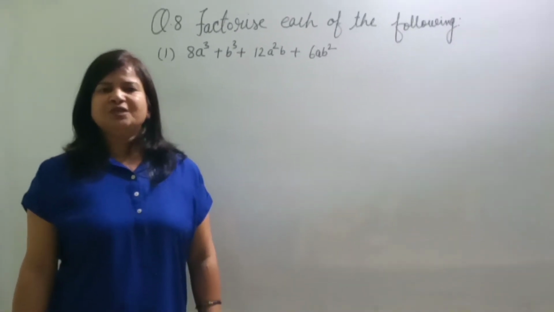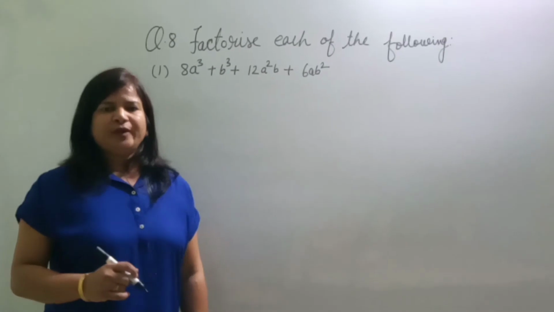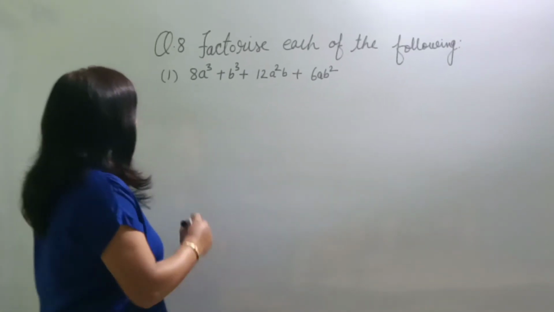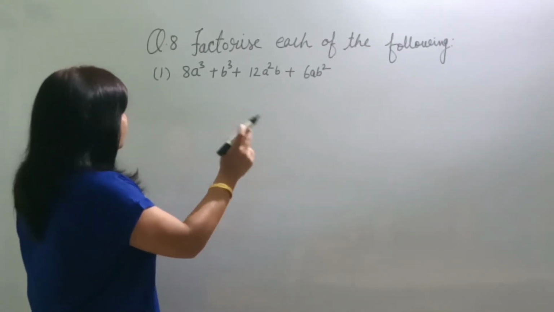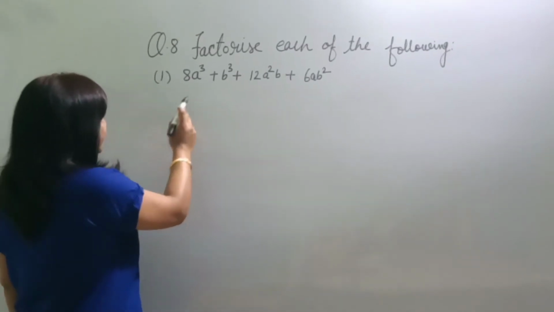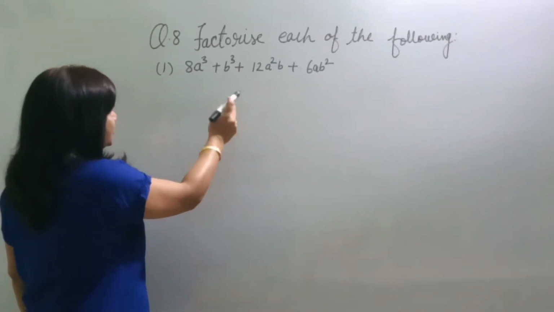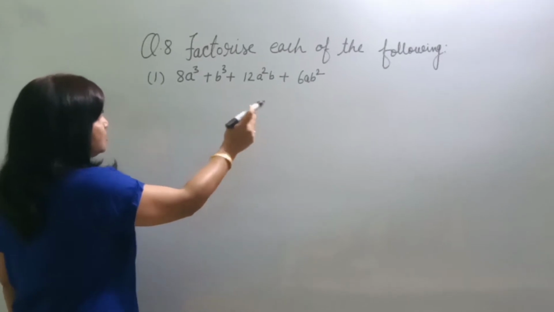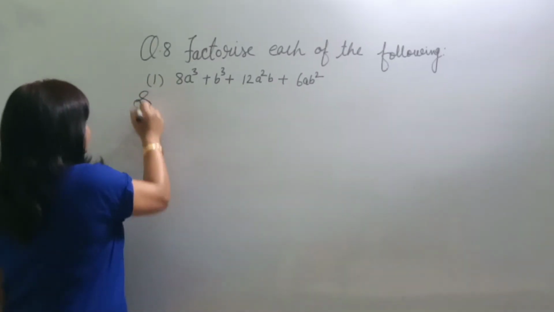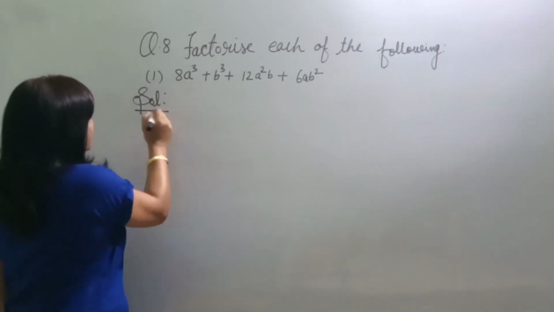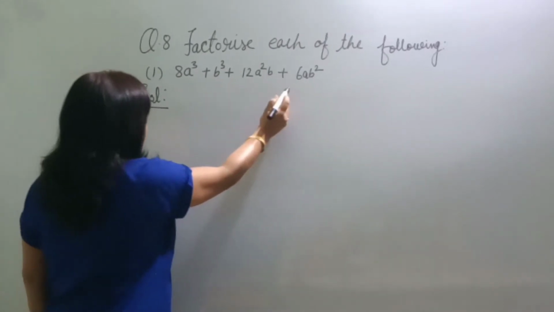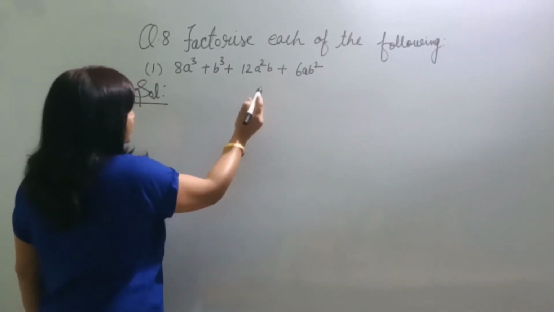Today we will do question number 8 from exercise 2.5. So here our question number 8 is factorize each of the following. Our first part is 8a cube plus b cube plus 12a square b plus 6ab square. Now we will start the solution. So according to this expression, we will apply the identity.